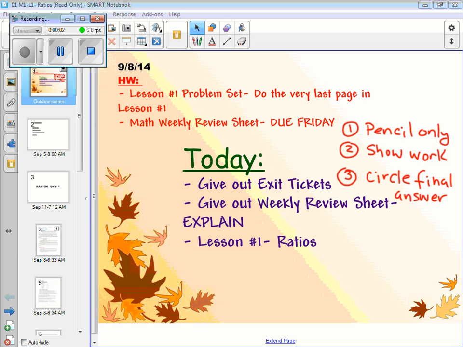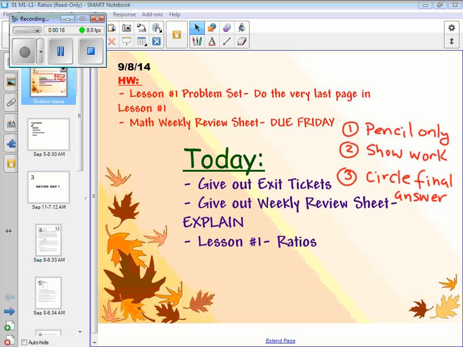Taking out the staple? No, don't take out the staple. Leave it in, just take out the lesson 1 booklet. We kind of started ratios on Friday, right? I did a little overview, from what elementary school you came from. Yes? Here's what I would like you to do.